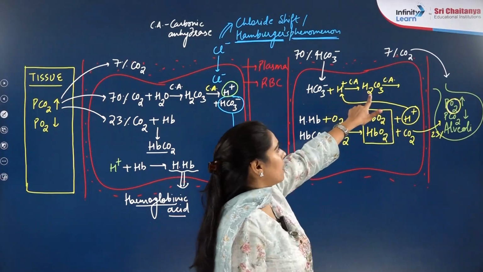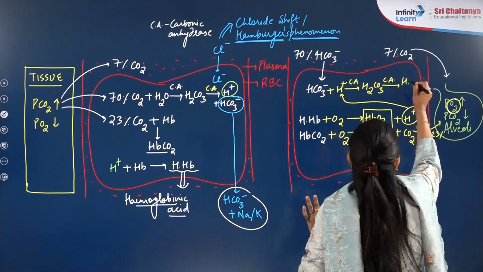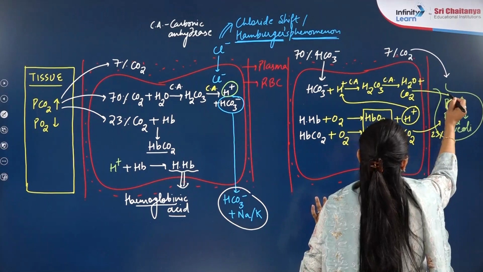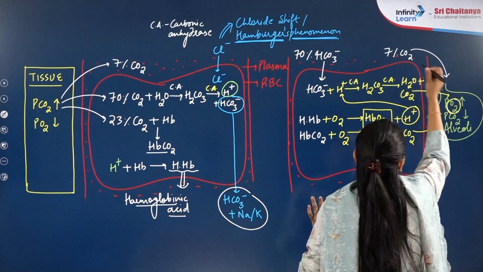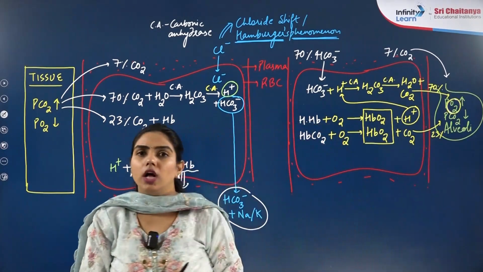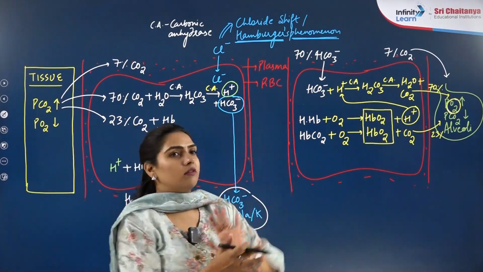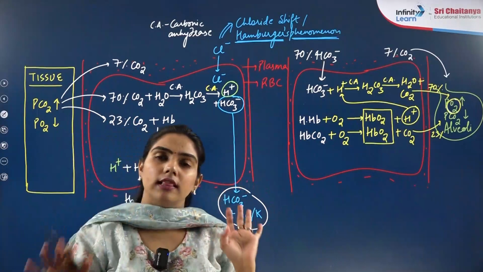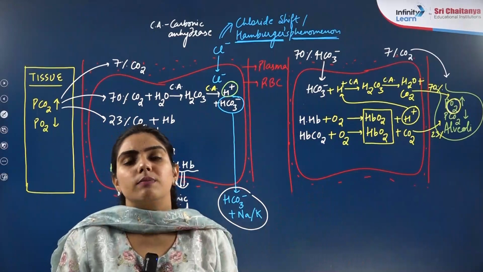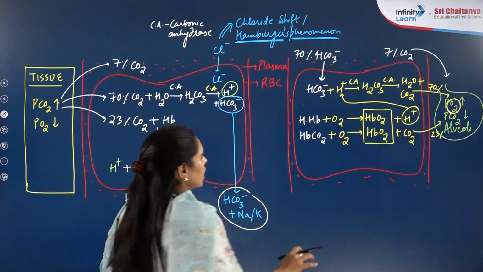And when this H plus comes, carbonic acid will be formed and then again it will dissociate into water and CO2. Then this 70% CO2 is going to be released out. So this 7% is released out, 70% and 23%. All the 100% CO2 is now unloaded into the alveoli. When the blood has given all the CO2 and has already taken the oxygen, this blood will become oxygenated blood. I hope you have understood all this.